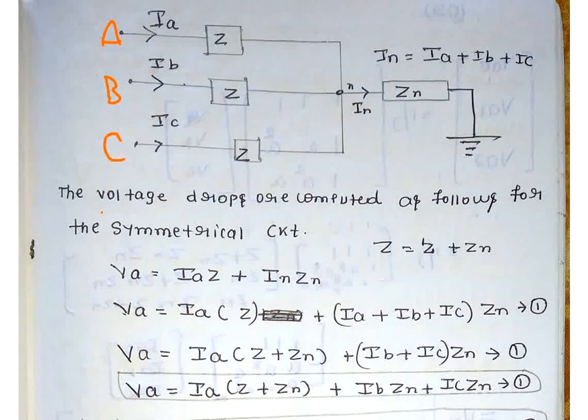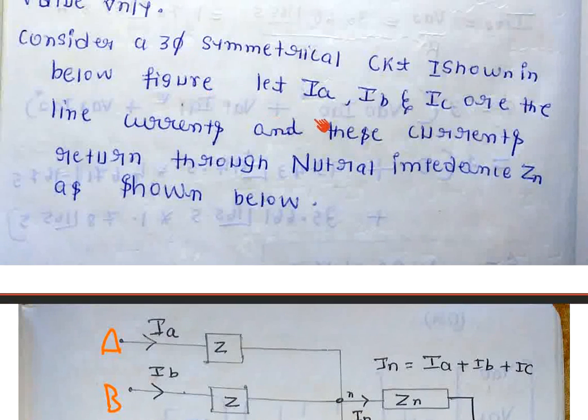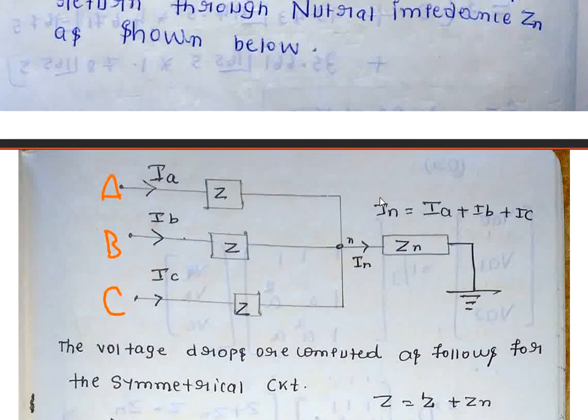This is the C phase. Assume the current flowing in the A phase is IA, the current flowing in the B phase is IB, and the current flowing in the C phase is IC. For each and every line there is an impedance, as you see here. Let IA, IB, IC be the line currents, and these currents return through the neutral impedance.